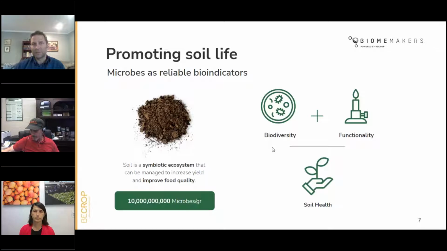What does that biodiversity look like? Plus the functionality, or what are those microbes actually doing in the soil to help benefit the plant or the soil itself? And overall, we're able to encompass these into actual measurements of soil health. So we're able to give indices that provide metrics of soil health itself.